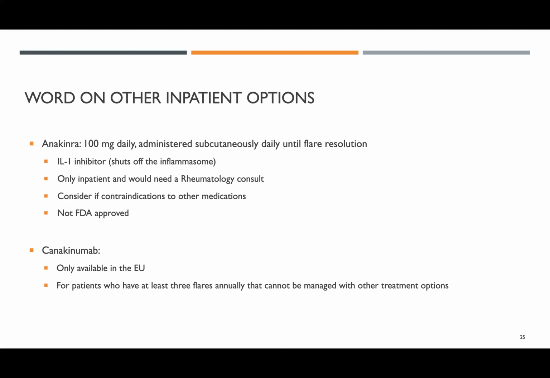Canakinumab is one I learned about. It's really only available in the EU. And I won't say more on that because we're not using it yet, if at all.